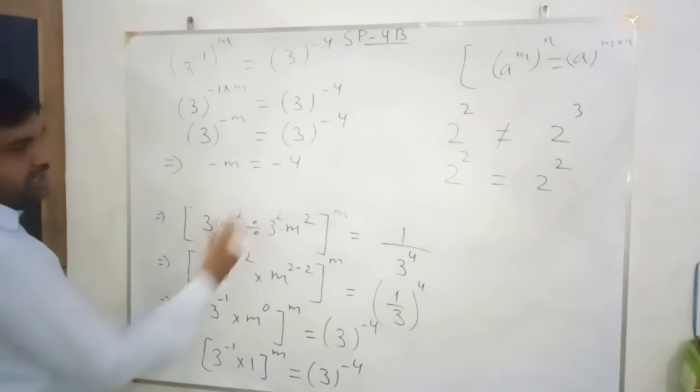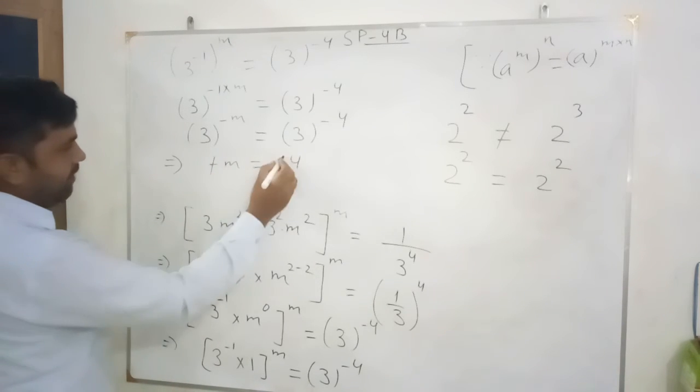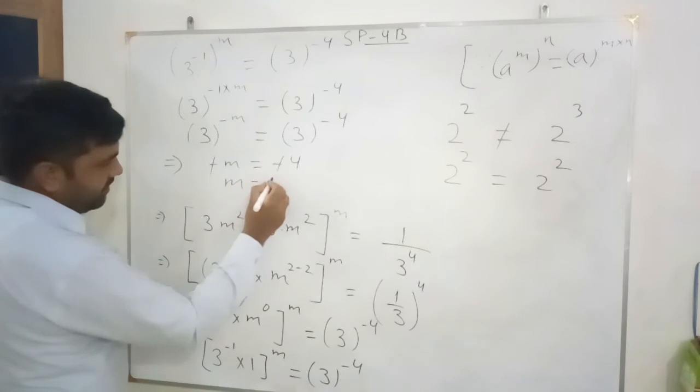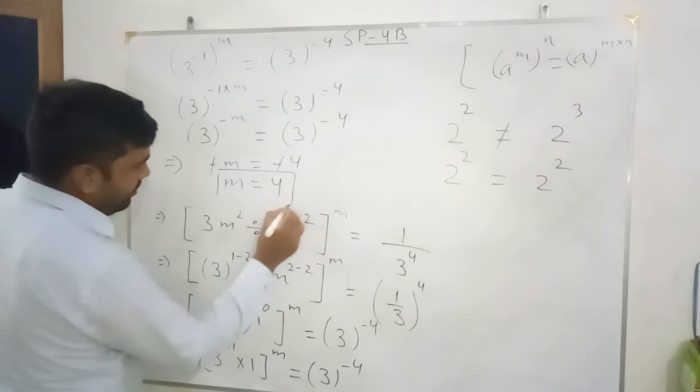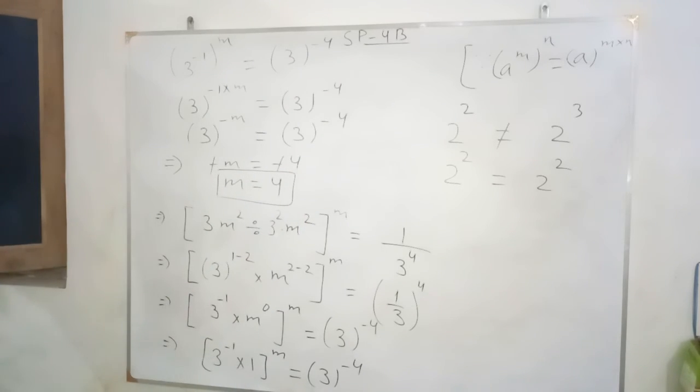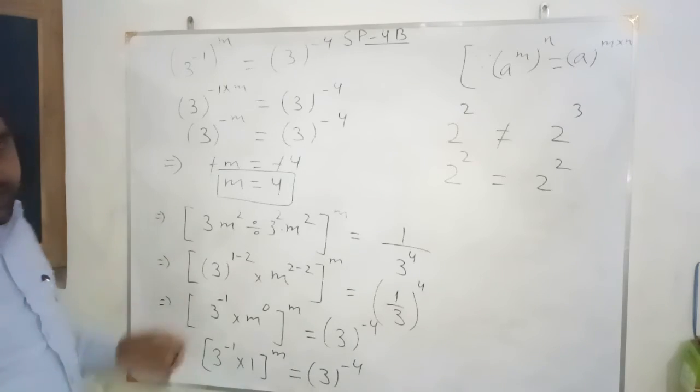Now you multiply both sides by minus, so the minus will be cancelled and it will become positive. So the value of m equals 4. Which option? Option D is matching. Option D is the correct answer.